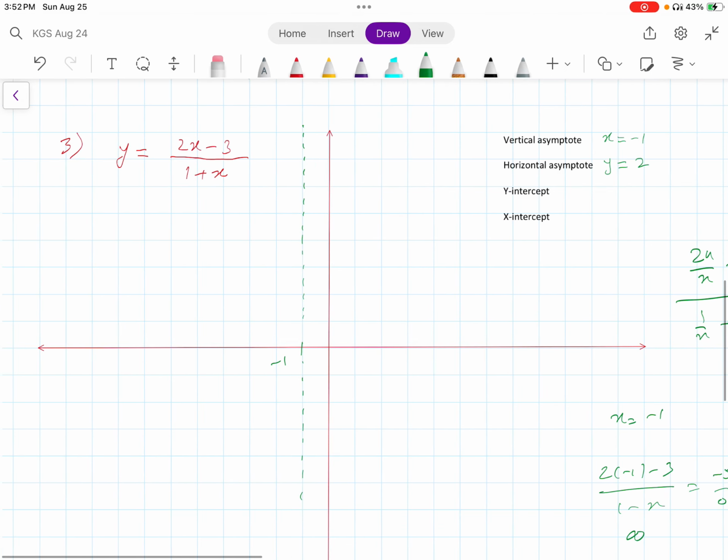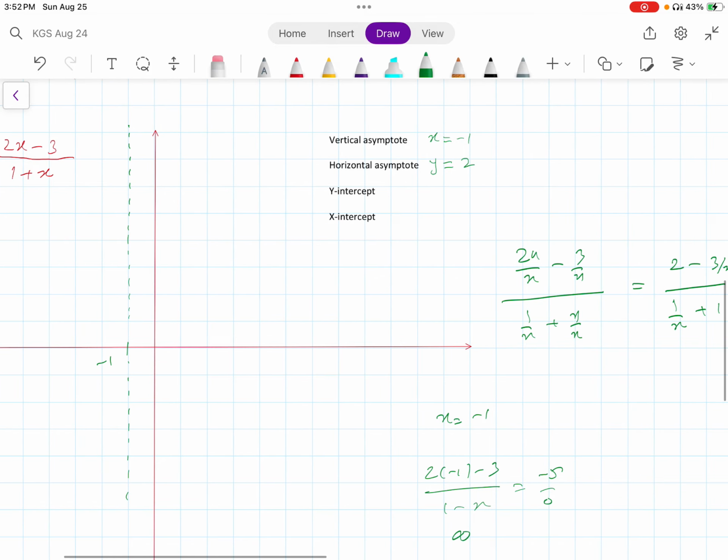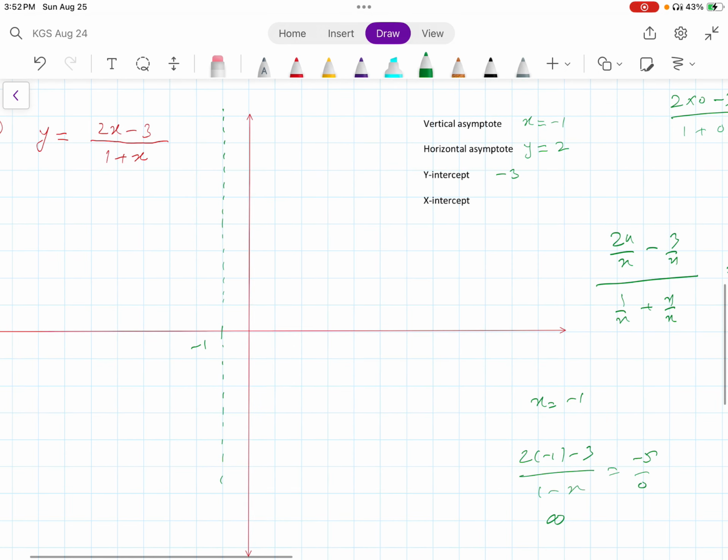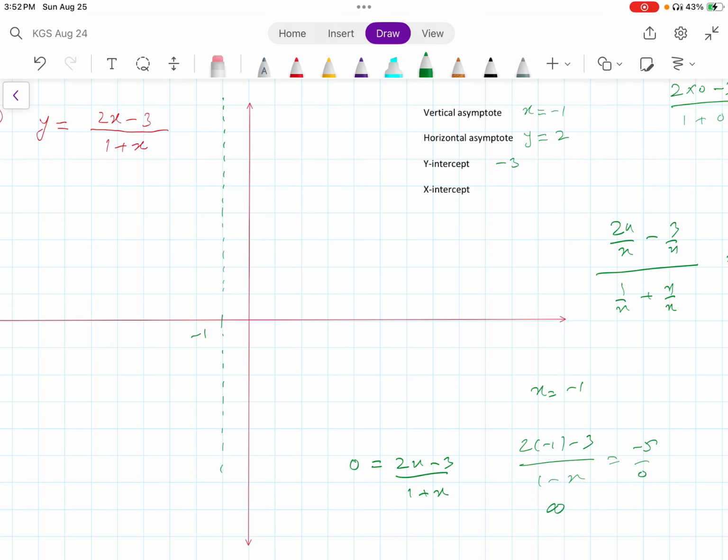Moreover, we have to find the y-intercept, and for this we plug in x equals 0. So this is going to be 2 times 0 minus 3 over 1 plus 0, which is minus 3. So the y-intercept is minus 3. And here we can also find the x-intercept if we plug in y equals 0. So I'm going to write here 0 equals 2x minus 3 over 1 plus x. When we plug in y equals 0, we get the x-intercept, which is 3 over 2.